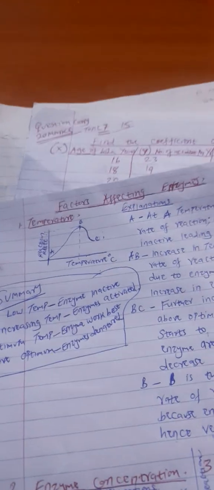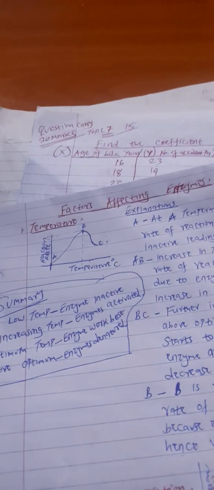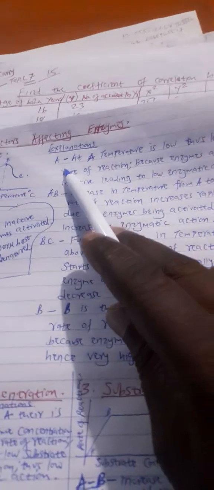When you're explaining, you'll explain in 3 divided sections, or even you can make it 4, of which the first one will be at A. When you check at A, our temperature is low. Because of the low temperature, what happens? The rate of reaction, you can check, is still low. That is where you can be awarded a mark.